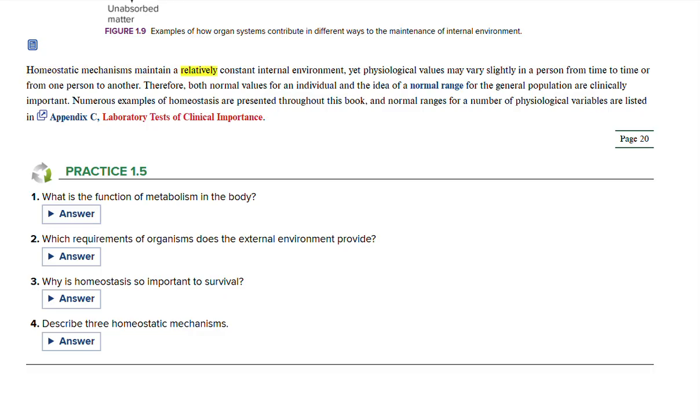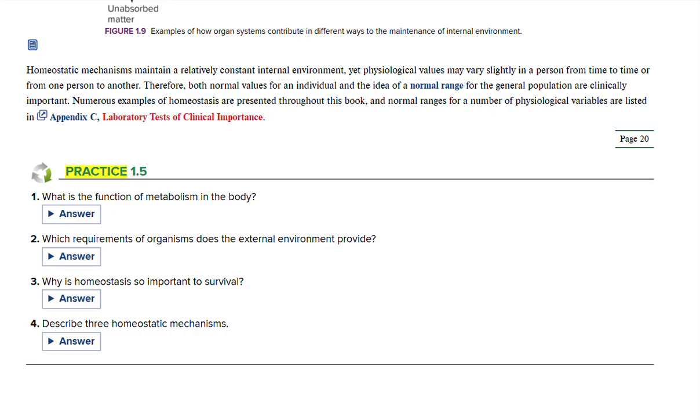Homeostatic mechanisms maintain a relatively constant internal environment, yet physiological values may vary slightly in a person from time to time or from one person to another. Therefore, both normal values for an individual and the idea of a normal range for the general population are clinically important. Numerous examples of homeostasis are presented throughout this book, and normal ranges for a number of physiological variables are listed in Appendix C, Laboratory Tests of Clinical Importance.